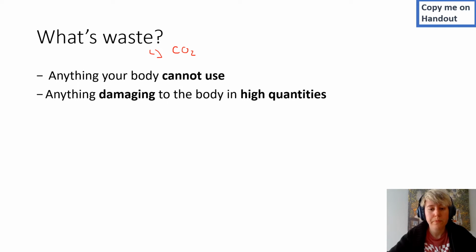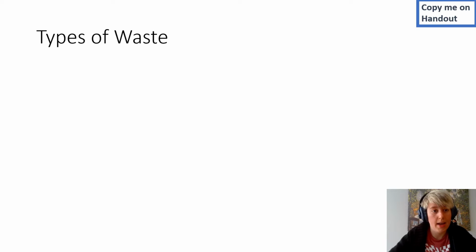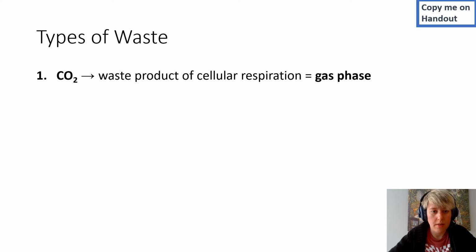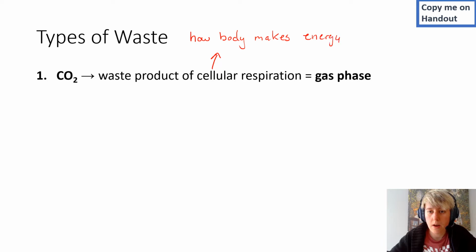So when we're talking about waste, it doesn't necessarily just mean urine, it just means anything that your body can't use. So the types of waste that we have, well, I've already alluded to one of them, carbon dioxide. So it is a waste product of cellular respiration. And again, cellular respiration is how the body makes energy. Right, and it does this in the mitochondria, the organelle that's in the cells.